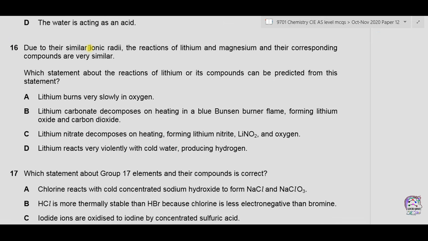Question 16. Due to similar ionic radii, the reactions of lithium and magnesium and their corresponding compounds are very similar. Which statement about the reactions of lithium or its compounds can be predicted from this statement? We can say that the reactions of lithium are similar to magnesium. So let's predict the reactions of lithium. A. Lithium burns very slowly in oxygen, as magnesium burns fast in oxygen, so therefore lithium also burns fast.